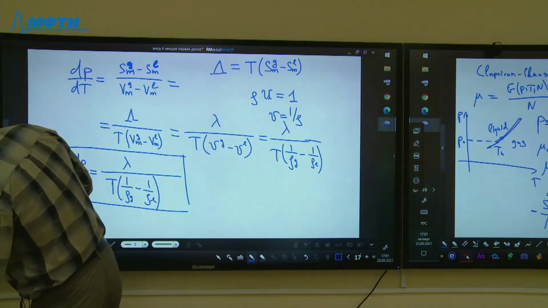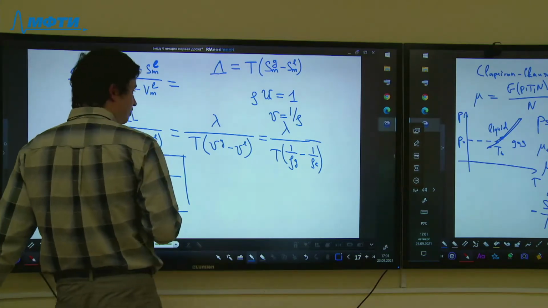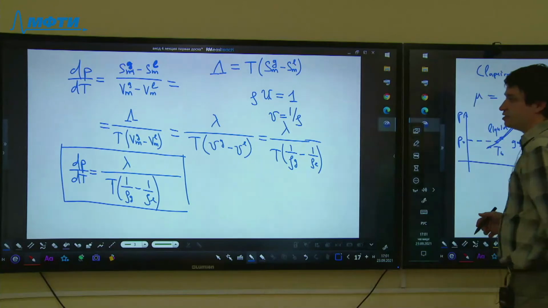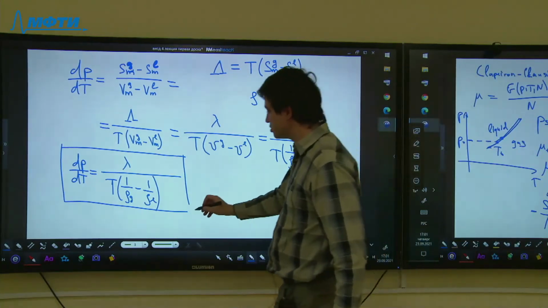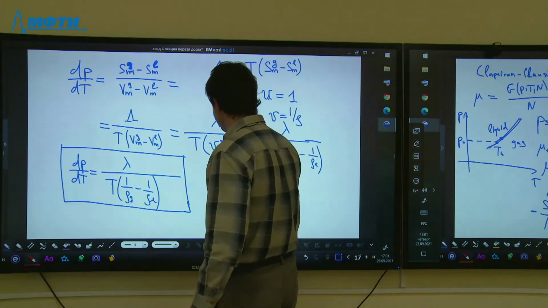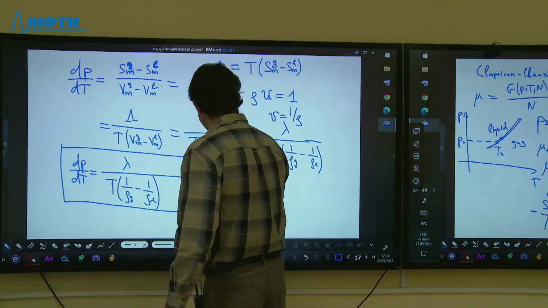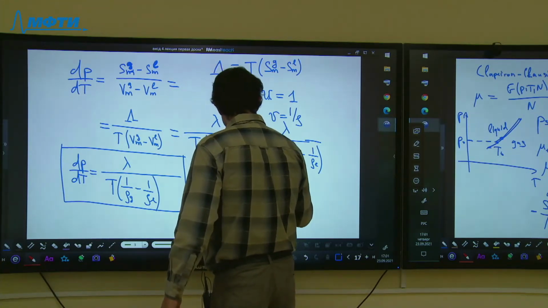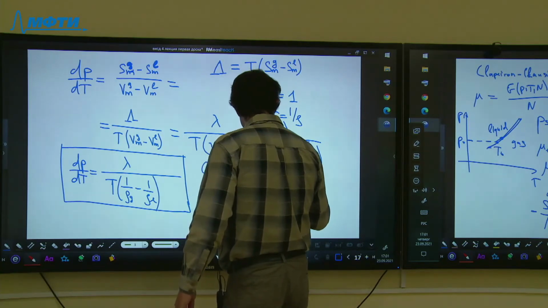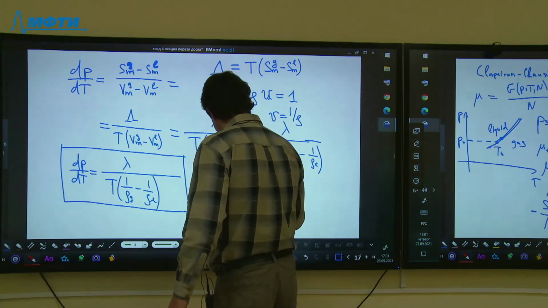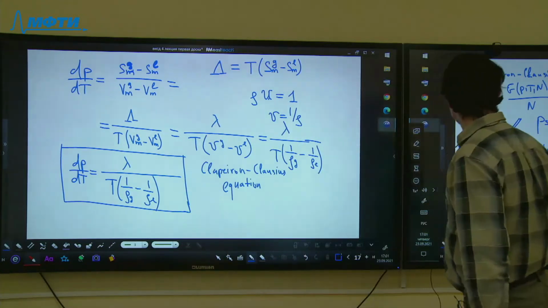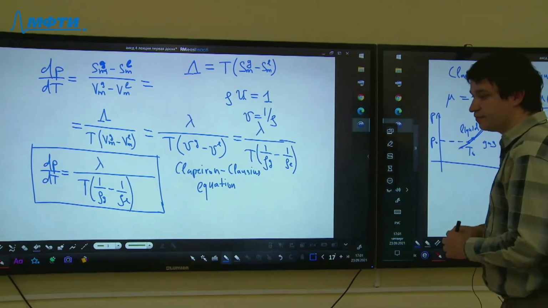Let's say, for example, okay, let's see how it works, first of all. So now we have derived this equation. This is one of the main equations for the phase transitions. Clapeyron-Clausius equation. And now a few examples.